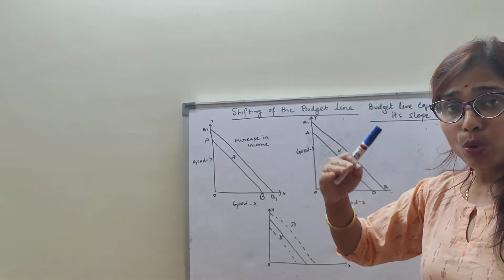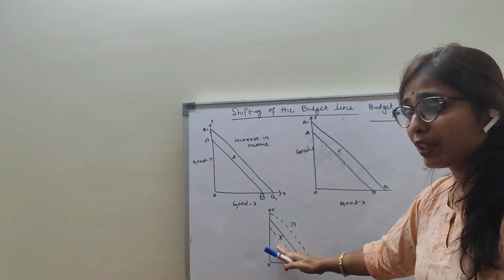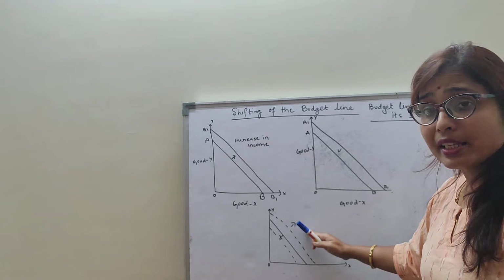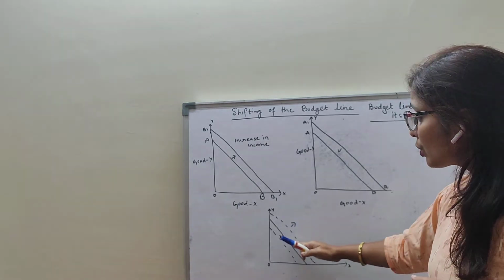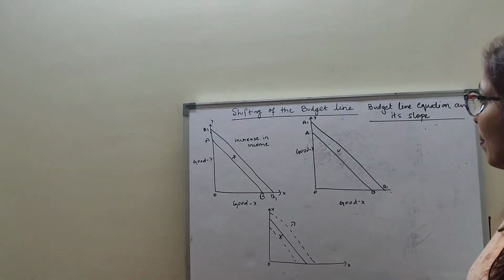Now when prices of both the goods increase, the consumer will buy fewer goods, so our budget line will shift leftward. When prices of both the goods decrease, the budget line will shift rightward. Clear? This is the shifting of the budget line.